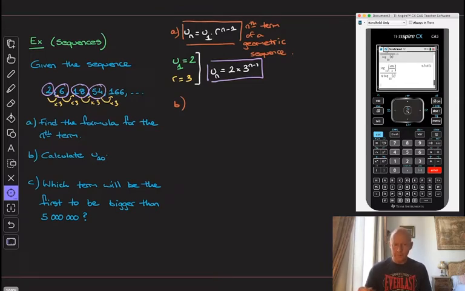But for all practical purposes, you don't want to do that, okay? What if I ask you for the 30th term? You're not going to be calculating this times 3 that many times, okay?